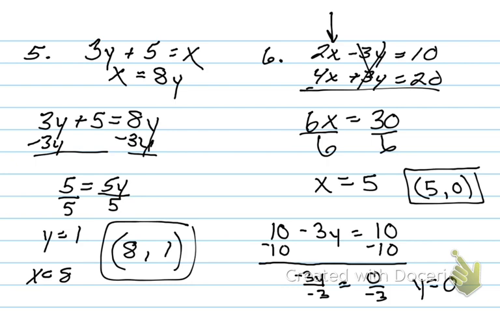Guys, when in doubt, plug in the entire ordered pair back into one of the equations and see if it makes it true. Okay, so 2 times 5 is 10, minus 0 does equal 10. So it works out. All right, so that's how we can double check those.